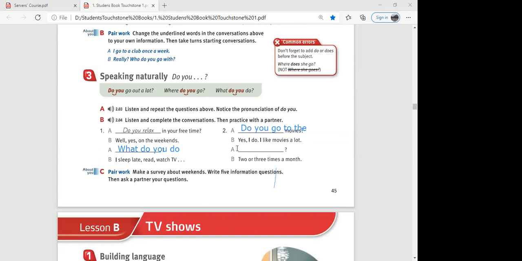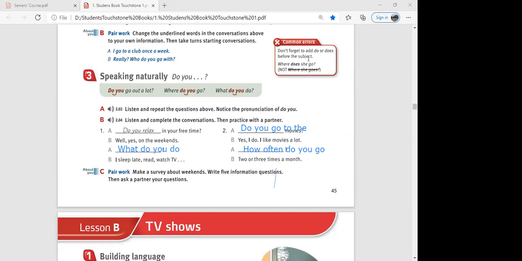Bueno, eso fue lo que yo escuché. Yes. Alejandra. How often do you go? Yo escuché, how often do you go? Yes. How often do you go? How often do you, remember, do you go? How often do you go? Twice or two or three times a month.